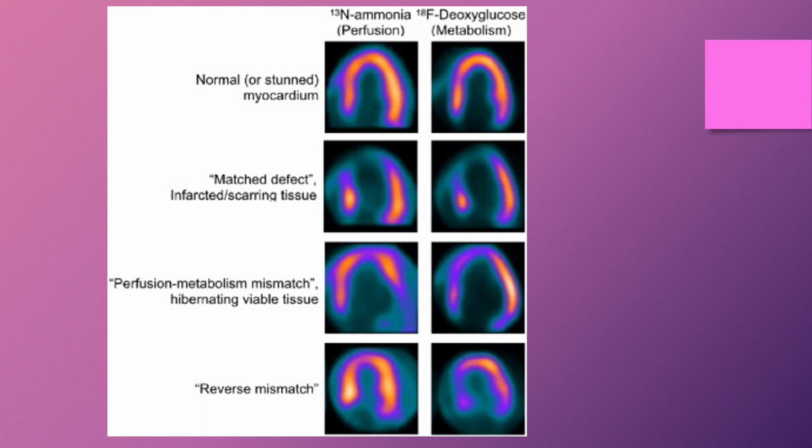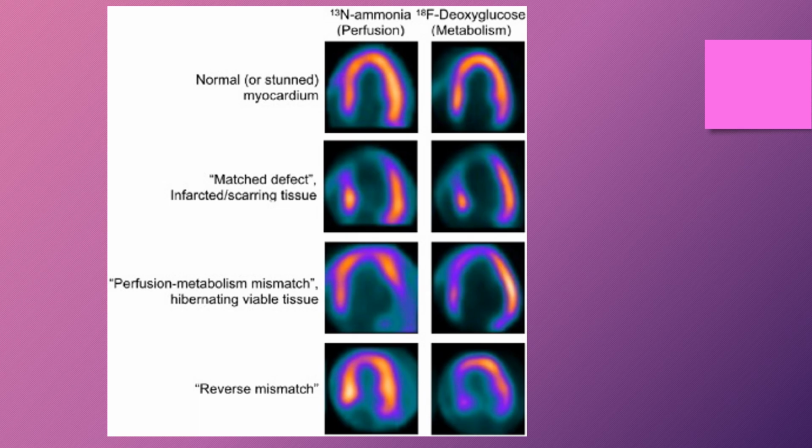The third one here is a perfusion metabolism mismatch, and this is what occurs when there is hibernating viable myocardium. You'll see that the area over here on the lateral wall is not perfused, but when you see the viability, that's taking up the bulk of the glucose, and that's because the metabolism in those cells that are hibernating has shifted to anaerobic glucose metabolism rather than the fatty acids. So that's an indication that this patient would benefit from revascularization.